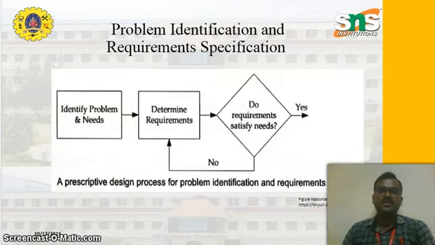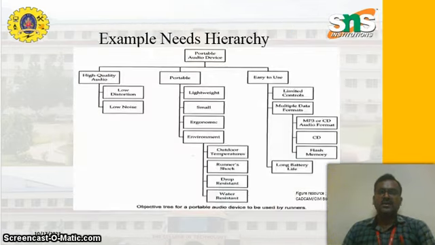So this is the problem identification. Identify the problems and needs, determine the requirements. Do the requirements satisfy the needs? If they satisfy the needs, we can do the prototype. Again, if it does not satisfy the needs, we can go back to the requirements or empathy part. We can do some changes in the design part. After that, we can do the prototype phase.